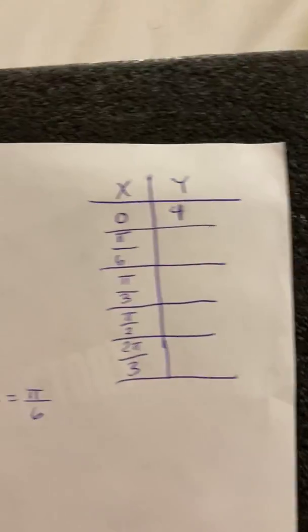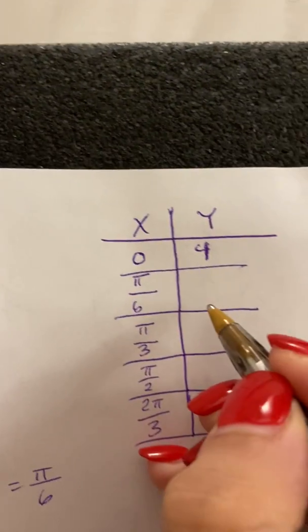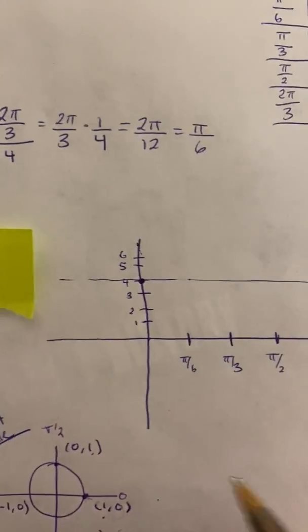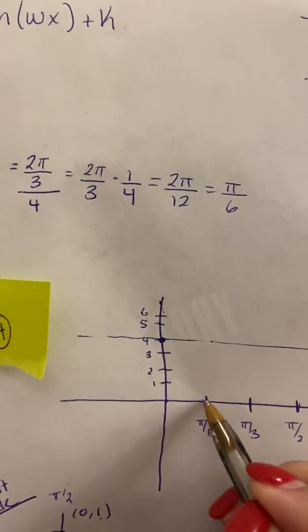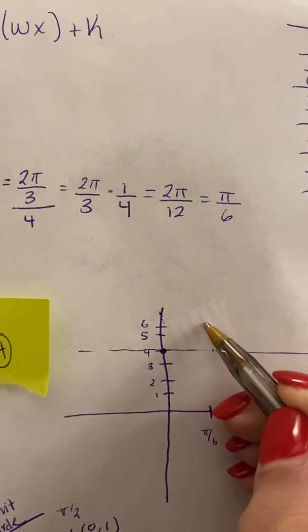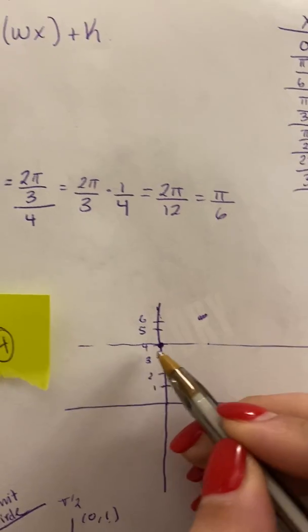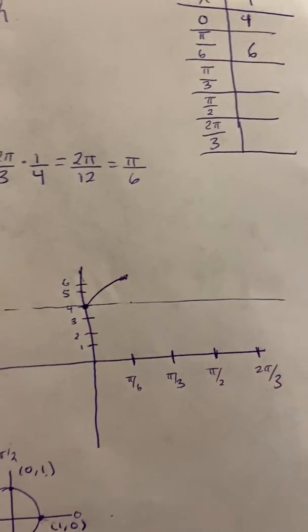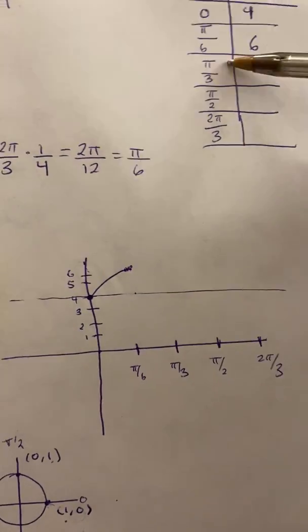So first you're going to put it into your table so you've got it all organized, and then you can graph. So then you see at pi over 6 in this beautiful graph that you're making with me, your y value is going to be 6. Then you can start drawing those connections as you go. And so then you need 5 points. So you're going to do that 3 more times.